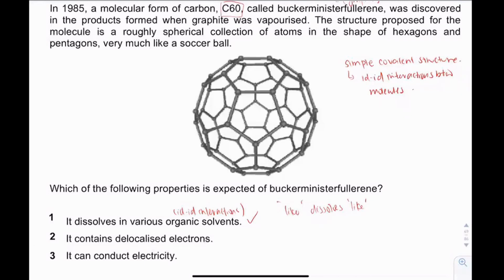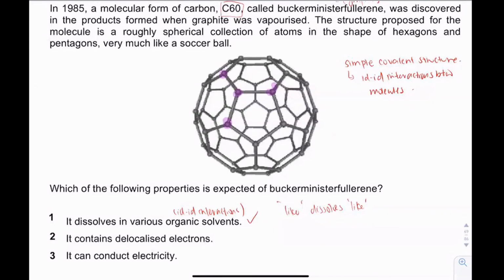Number two, it contains delocalized electrons. So let's take a look. It consists of pentagons and hexagons. Let's take a look at the pentagon. One carbon atom is bonded to 3 other carbon atoms. Carbon has 4 valence electrons. 3 are used for bonding, 1 is not. So that remaining 1 valence electron is free to be delocalized around the structure.